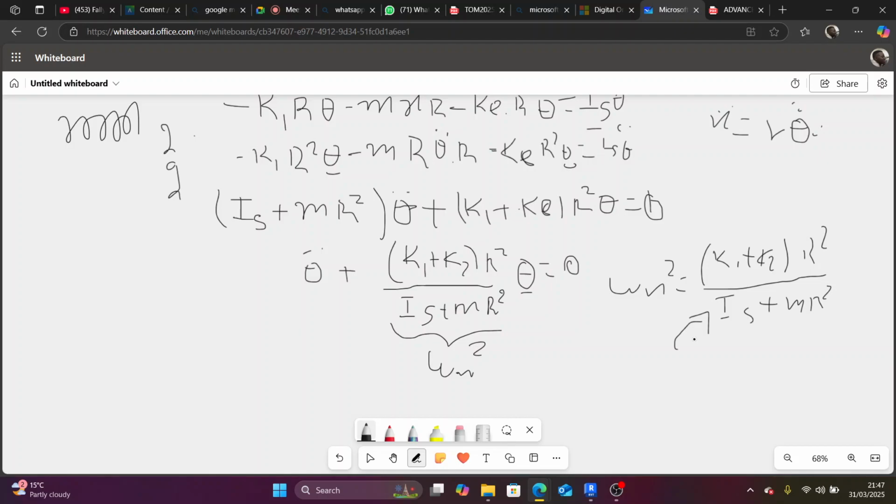Is the moment of inertia of the system. Sorry, sir, going back there quickly to the differential equation. It's theta then? You underline theta. Yeah, this is theta. Okay, and it's equal to 0. Yeah, that's all.